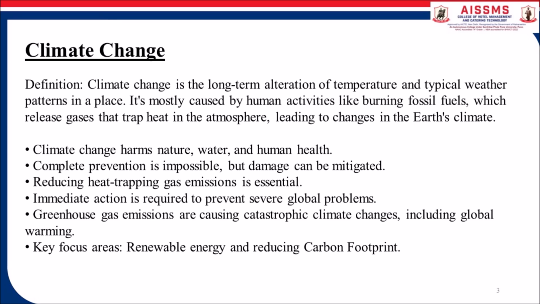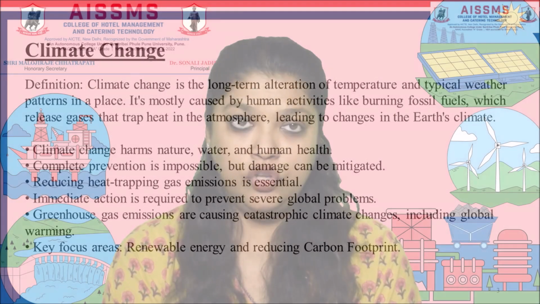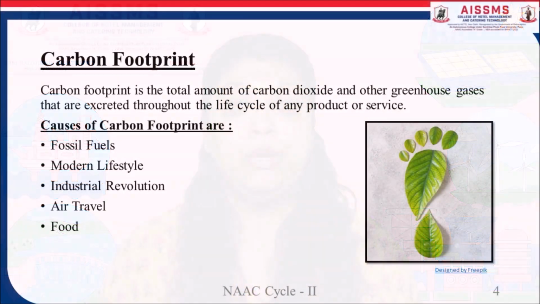The ever-increasing emissions of greenhouse gases from various sources have led to catastrophic climatic changes, including the well-pronounced global warming. The two major aspects to address in climate change are renewable energy and carbon footprint reduction. So let's begin with understanding what exactly is carbon footprint. Carbon footprint is the total amount of carbon dioxide and other greenhouse gases that are emitted throughout the life cycle of any product or service.